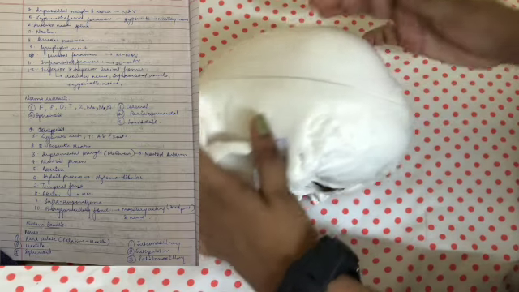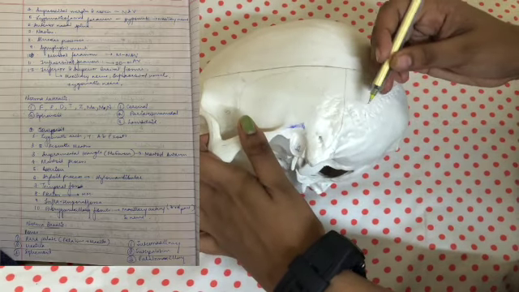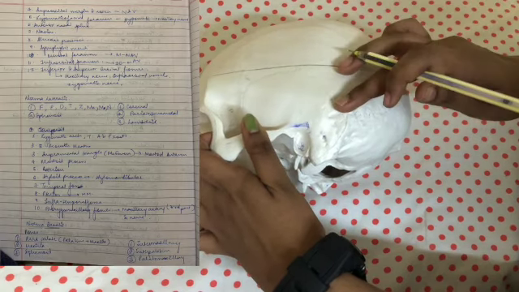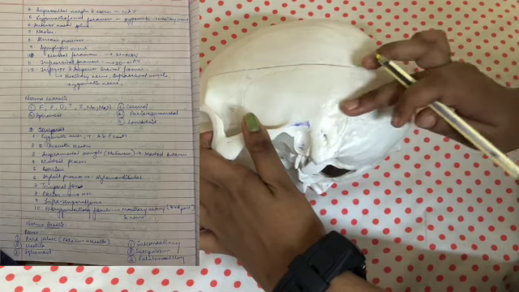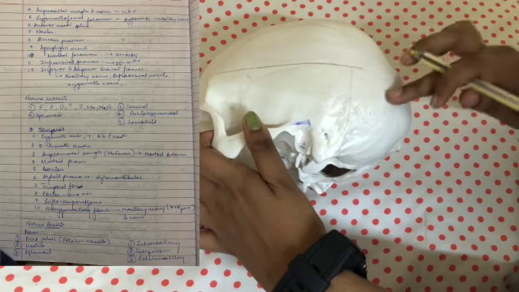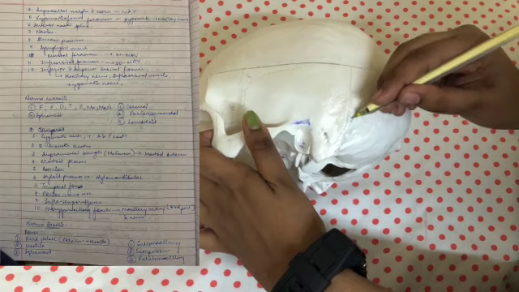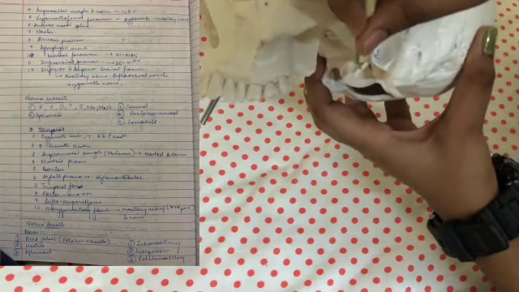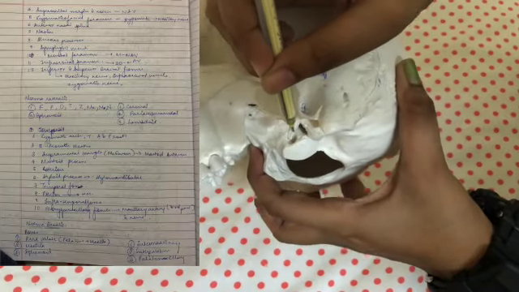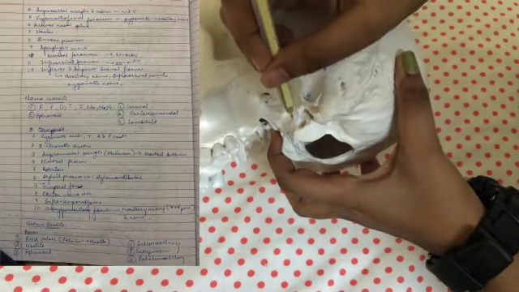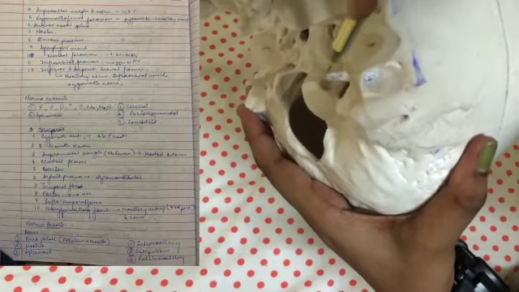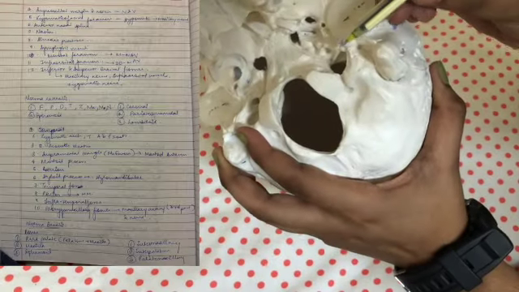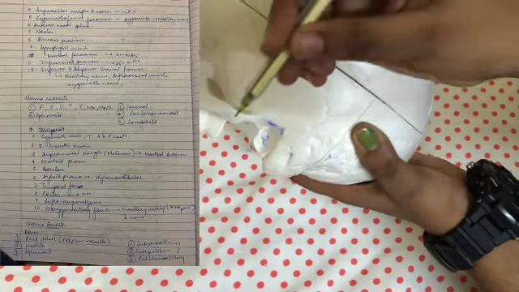Now, asterion is an important landmark. It is the meeting point of the parieto-mastoid, occipito-mastoid, and lambdoid sutures. Next, let us talk about styloid process. So, the styloid process is a long, bony process of the temporal bone. Okay, so the styloid process is important because it provides origin to the stylomandibular ligament and many other functions as such. And then we have the temporal fossa.